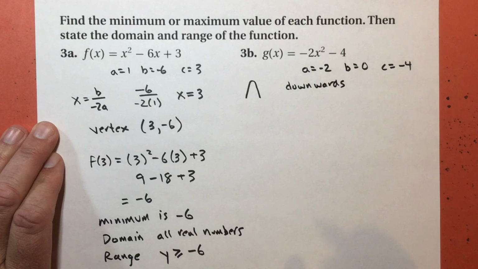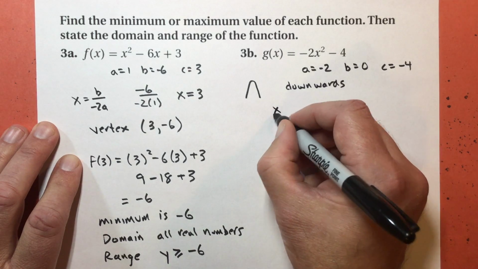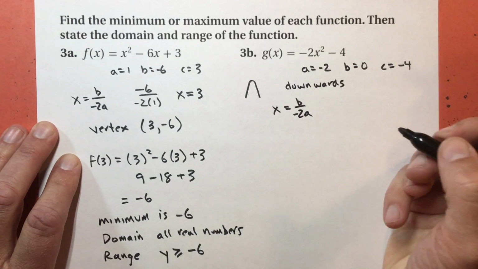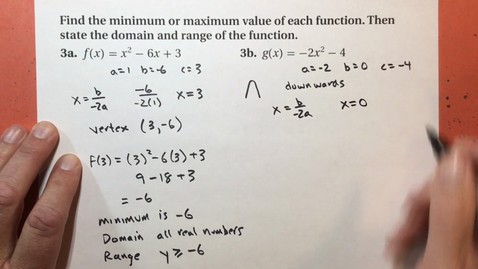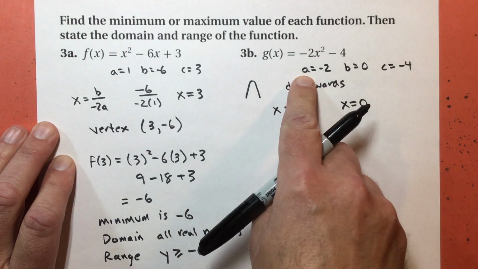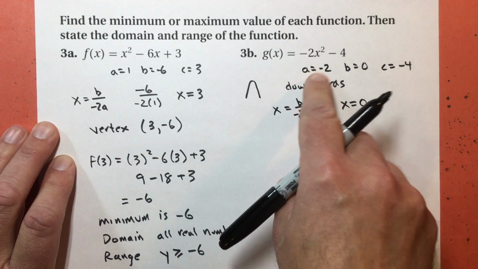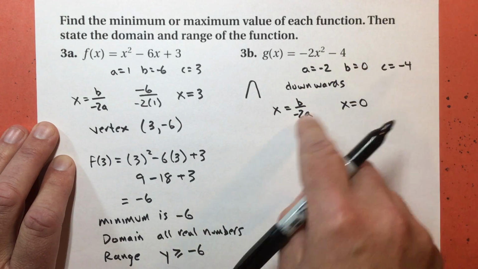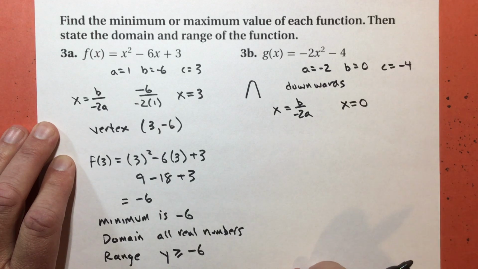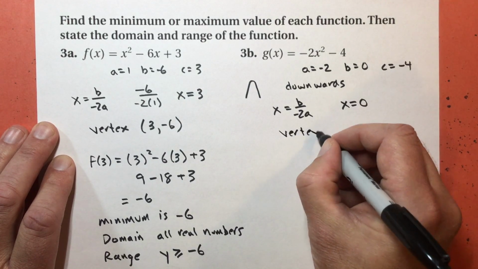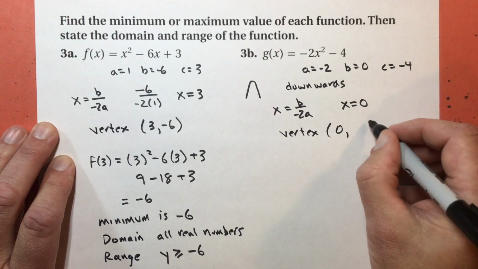Let's figure out what the vertex is. Start with the axis of symmetry. B over negative 2a, that's easy. X equals 0. I don't even have to do anything, because 0 divided by anything except 0. A cannot be 0. Remember, A cannot be 0, so you're not going to divide by 0. 0 divided by anything else is just going to be 0. Okay, that's cool. So my vertex, the x value is going to be 0.